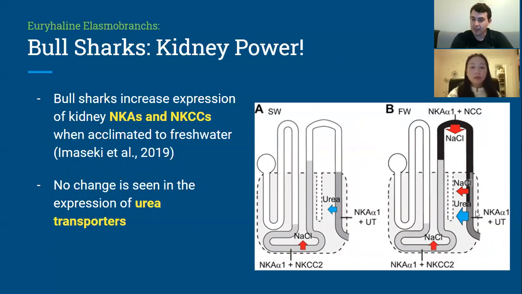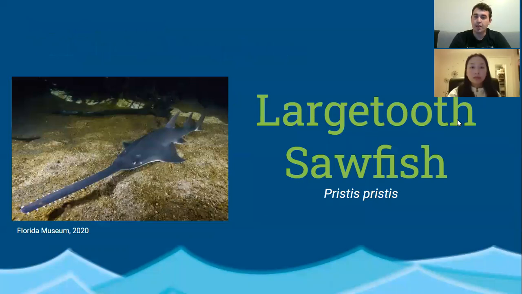As you can see here, all the urea transporters are on this side, and they're still there in both cases, but we have the addition of these sodium potassium ATPases and the NKCC up here, which is crucial for them. Now moving on to the large-toothed sawfish.